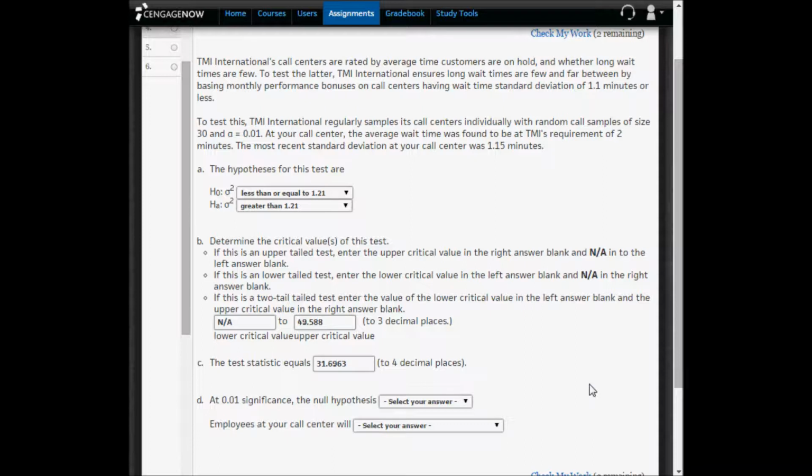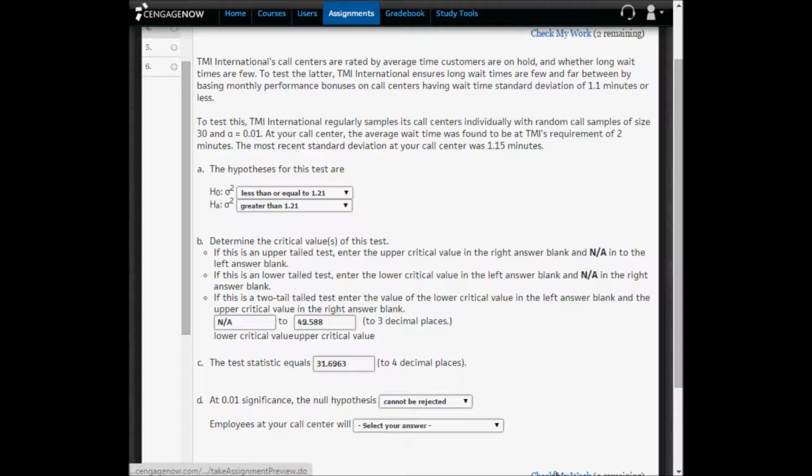So let's look at this. If this test statistic is greater than the upper critical value, we have evidence in support of the alternative hypothesis. That's not the case here. So our evidence supports the null. So the null cannot be rejected.